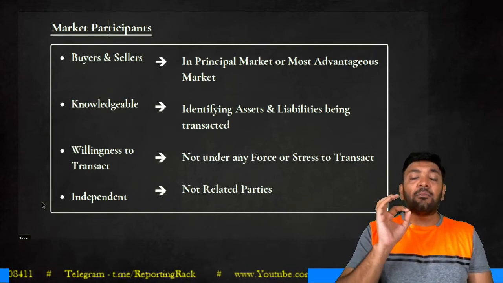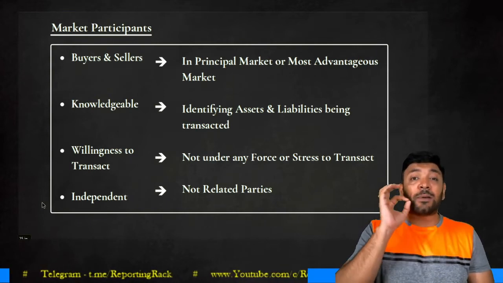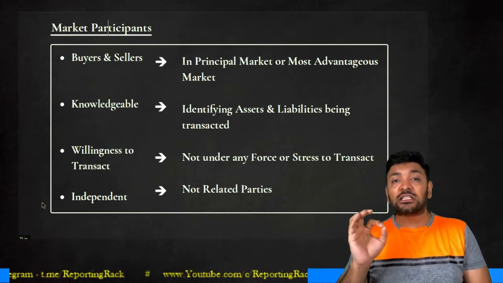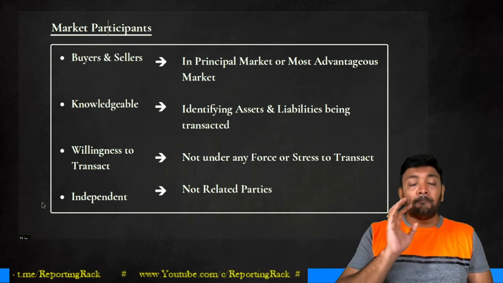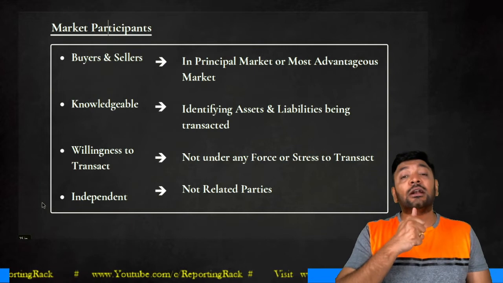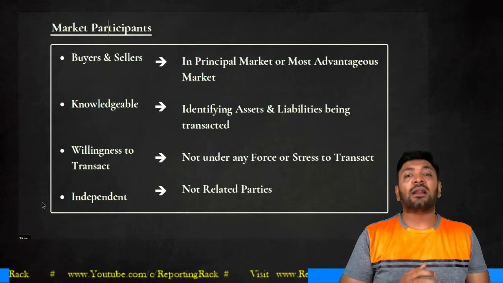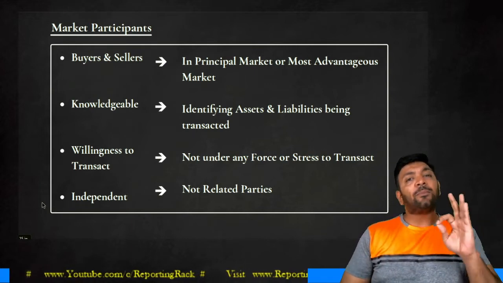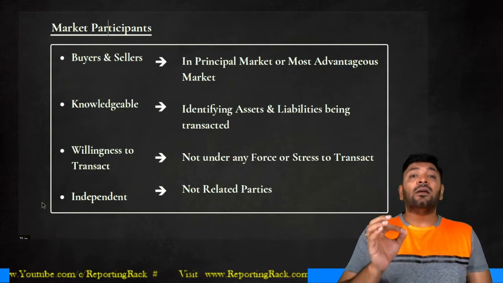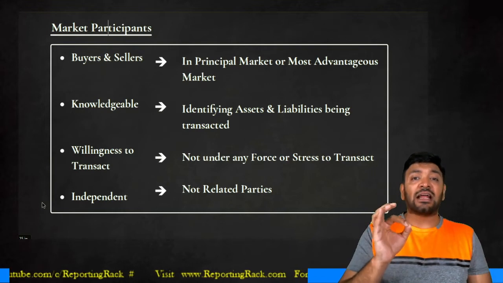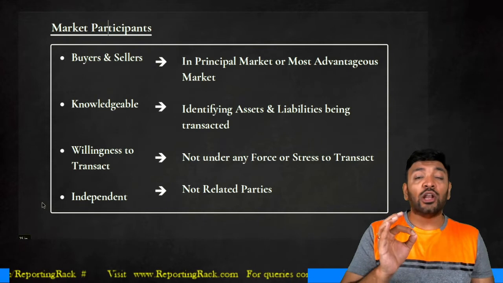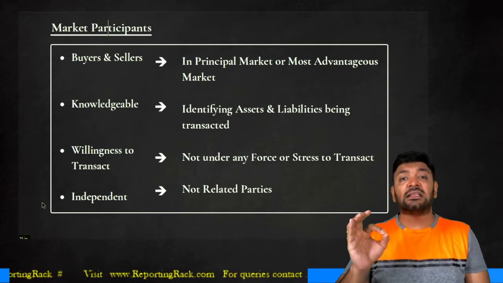If I can determine fair value with respect to a principal market, then I don't have to look at the most advantageous market. But if I cannot determine what is a principal market, then I'll have to determine fair value in the most advantageous market. What is a principal market, first of all? A principal market is where the largest volume of transactions of similar nature have occurred.